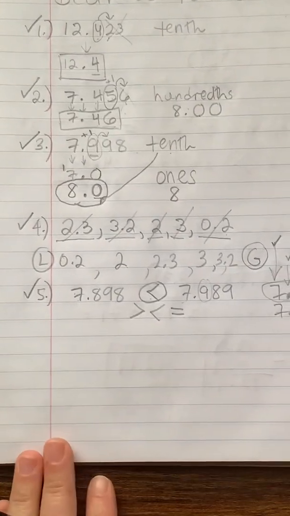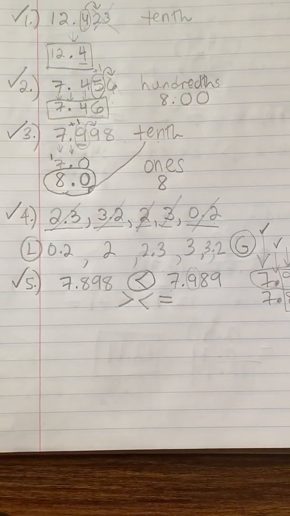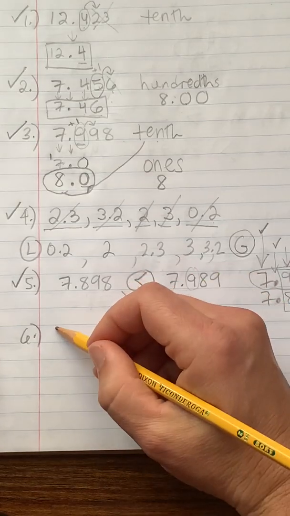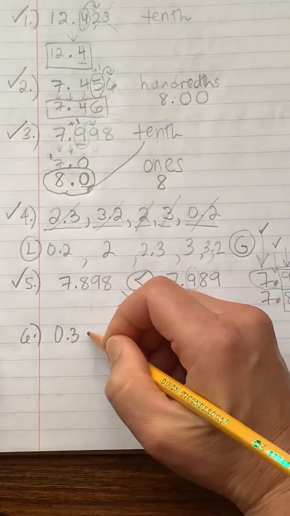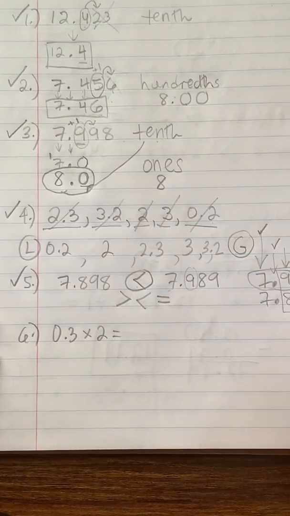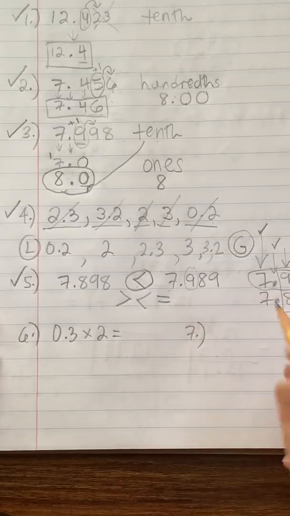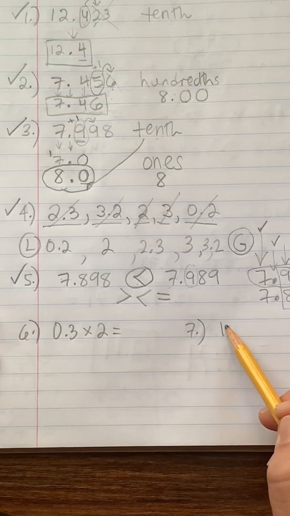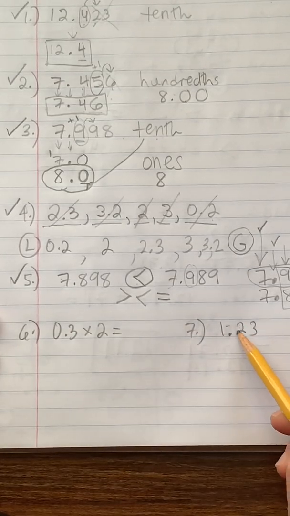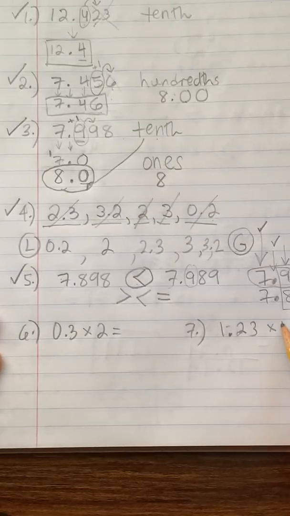Let's now review multiplication of decimals. Okay, let's do 3/10 times 2. I'm going to give you 2 problems at the same time. And let's do 1 and 23 hundredths times 4.